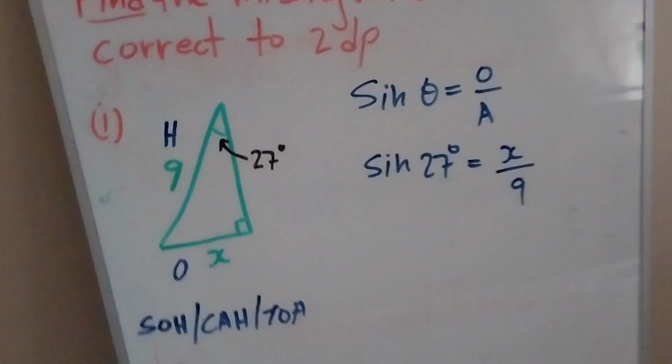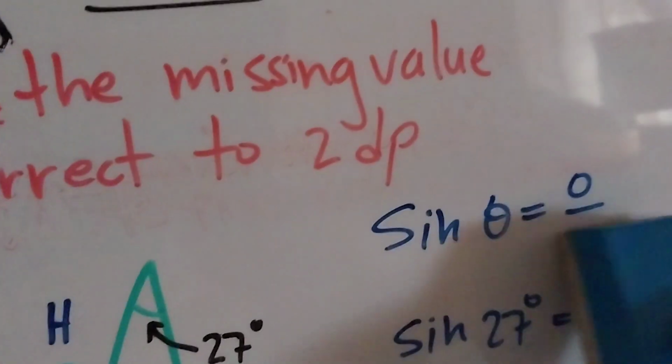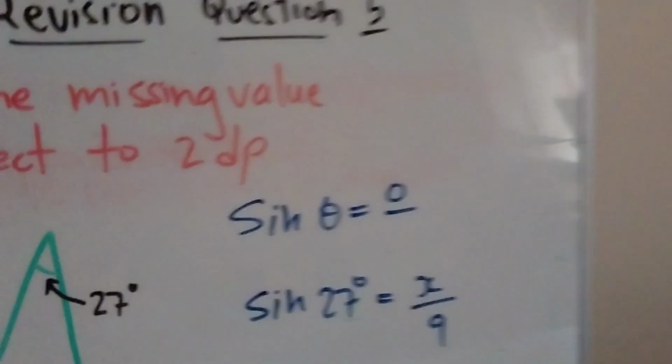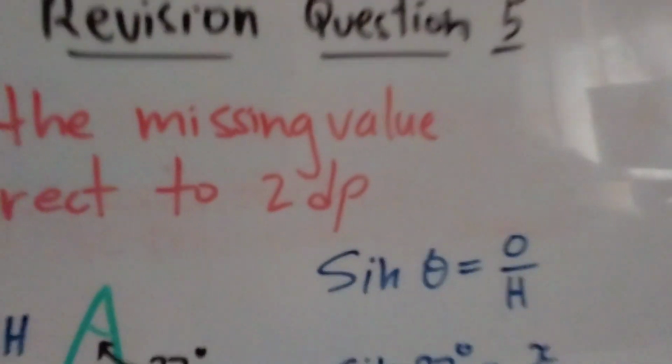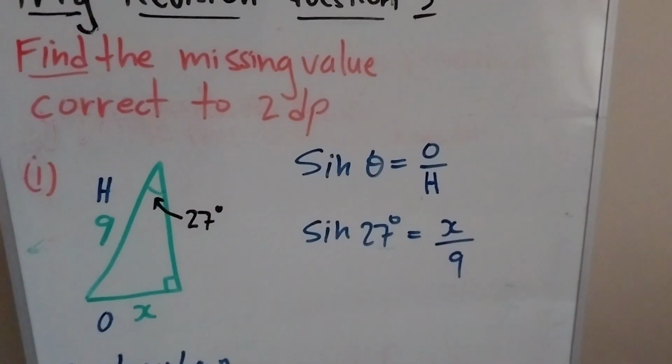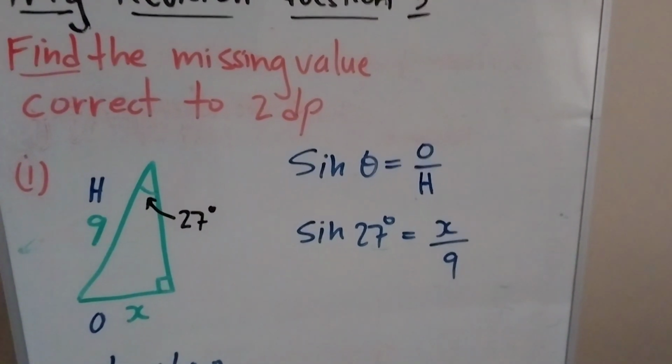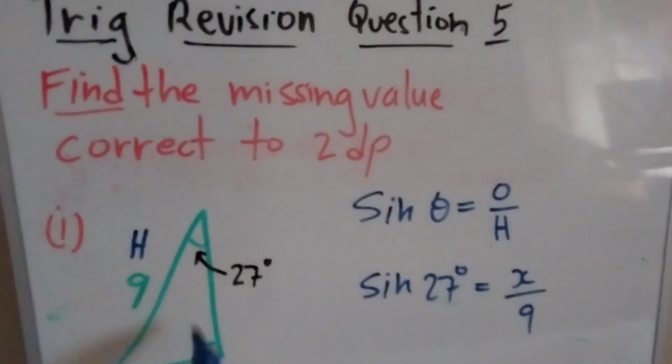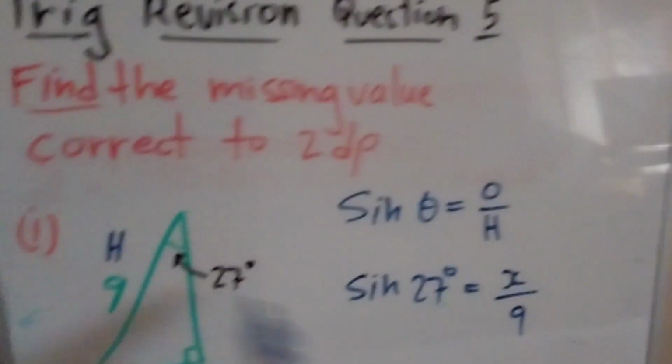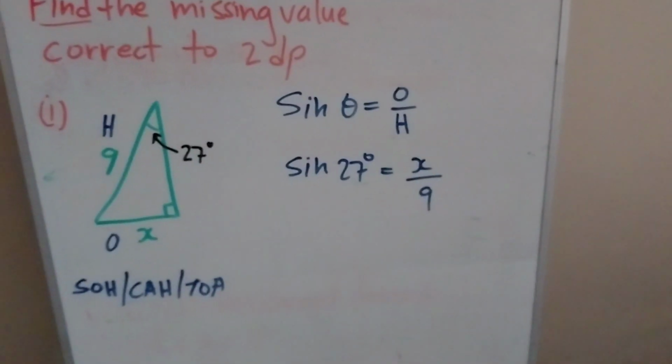I made one small mistake. Sorry about that. Okay, not opposite over adjacent. It will be opposite over hypotenuse. Good that I made a mistake, because by making a mistake we could learn. So the opposite side is x and the hypotenuse is 9. So that's correct now.